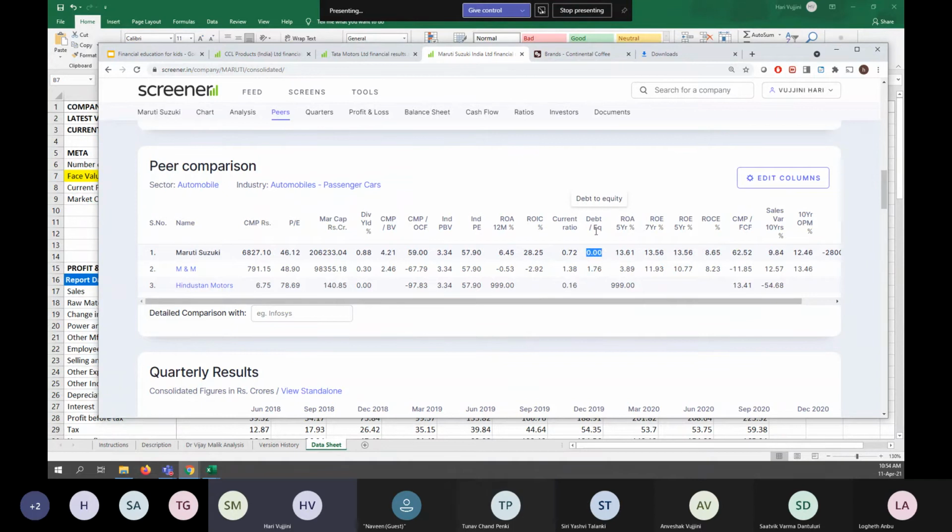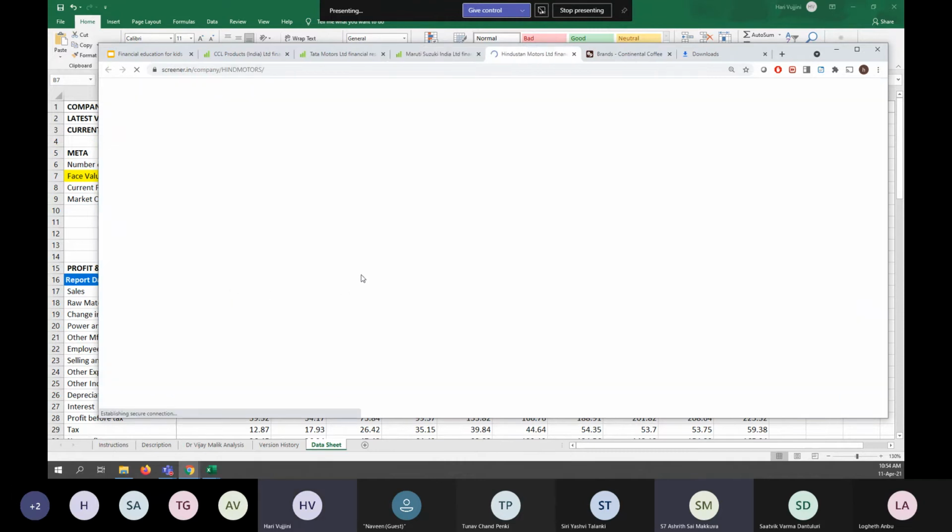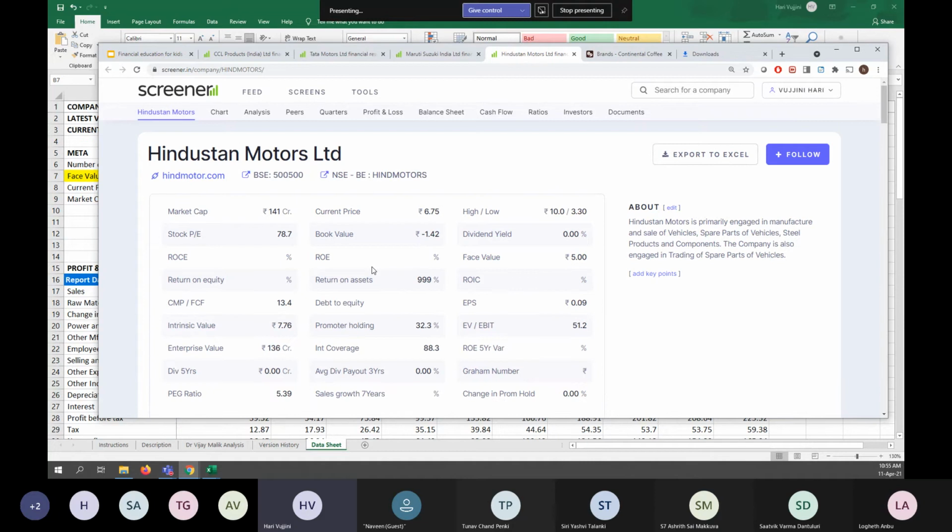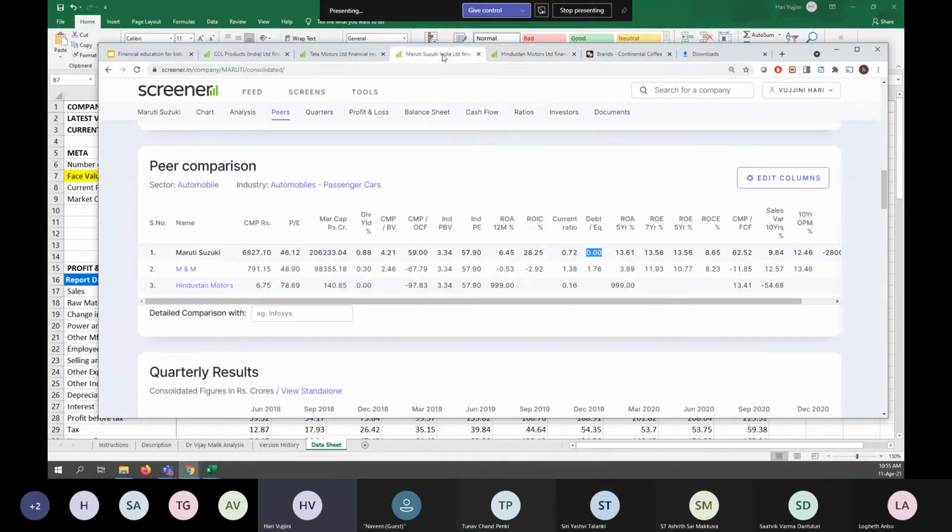Why doesn't Hindustan Motors have any debt to equity? Yeah, this company is closed, I guess. It's not in operations. I think they used to manufacture, and you see, manufacturing sales of spare parts. So they are not in a business now, and it's a very small company. It's a 6 crores company, 6 million company.